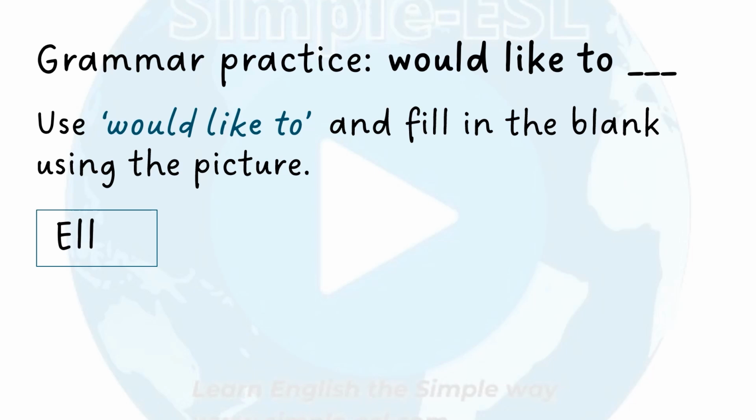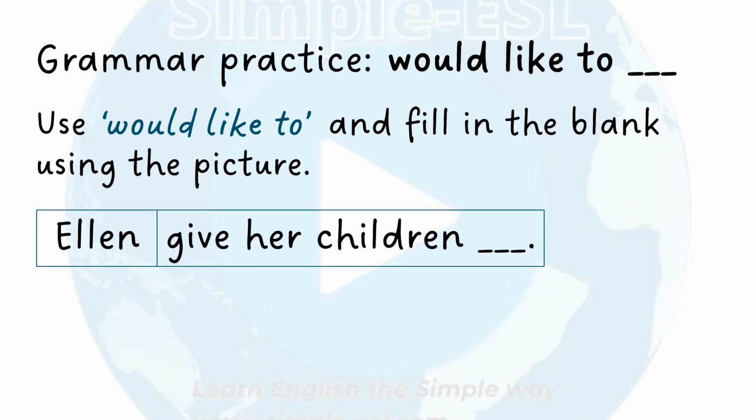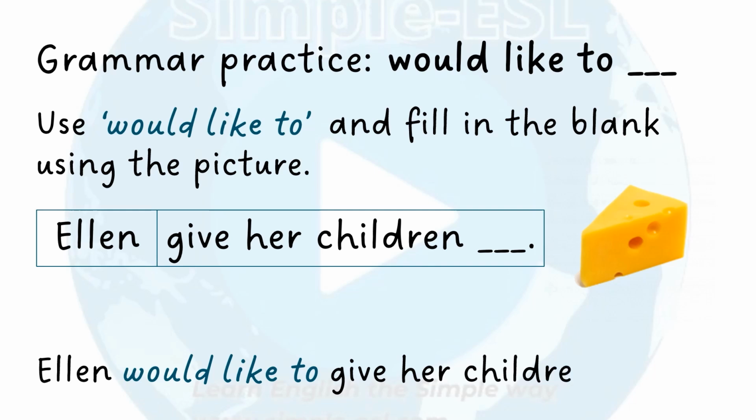Let's try another one. Ellen, give her children this item. So how would she ask politely? Well, what can she do? Well, it's cheese. Ellen would like to give her children cheese. So we can express things that we would like to do and use these to be polite.